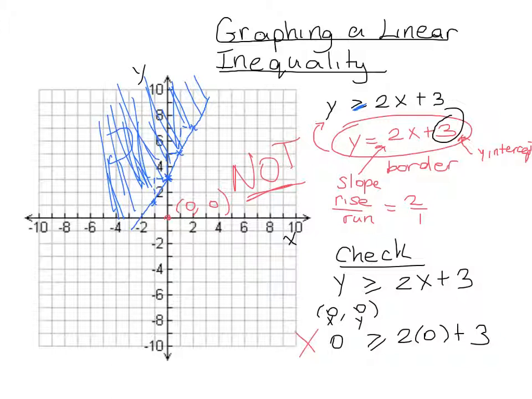Absolutely not. Which means that (0, 0) is not a part of the solution, and we have in fact shaded the correct side of our graph. Let's try one a little bit different.